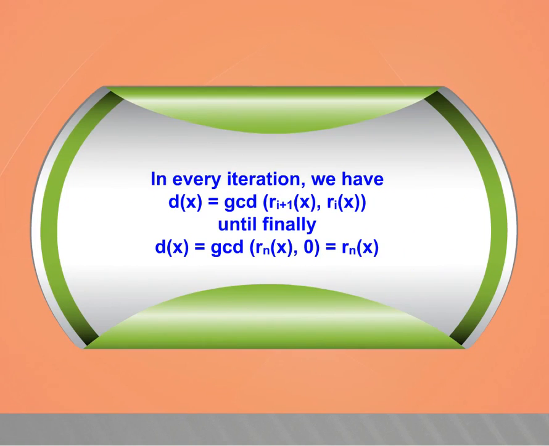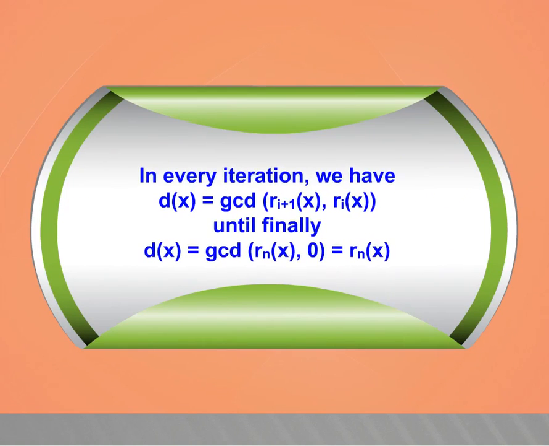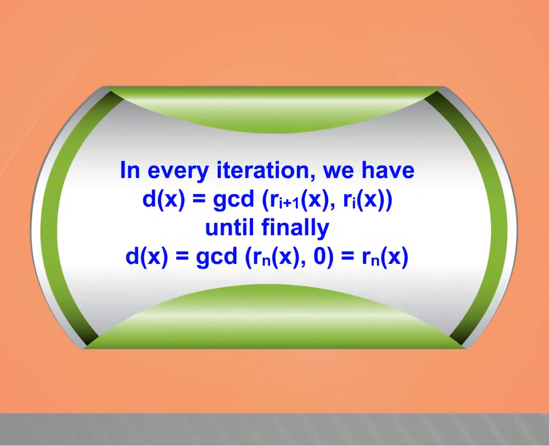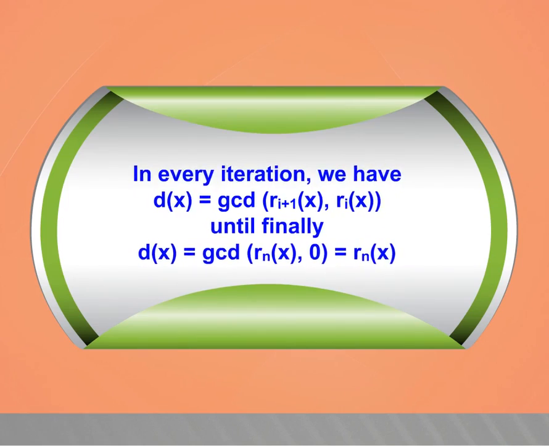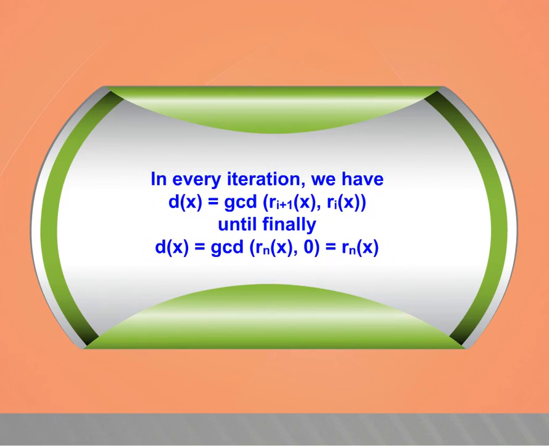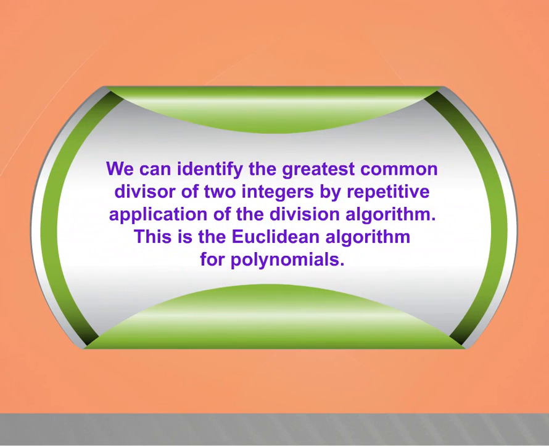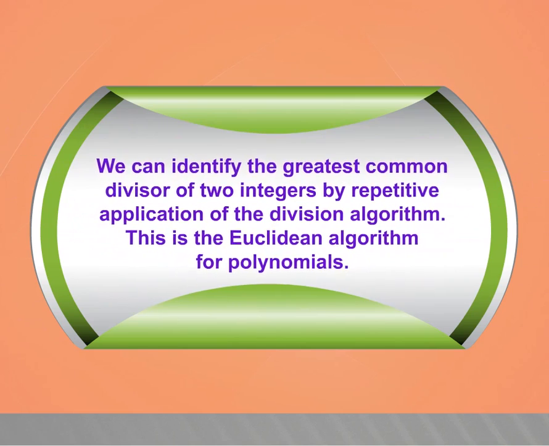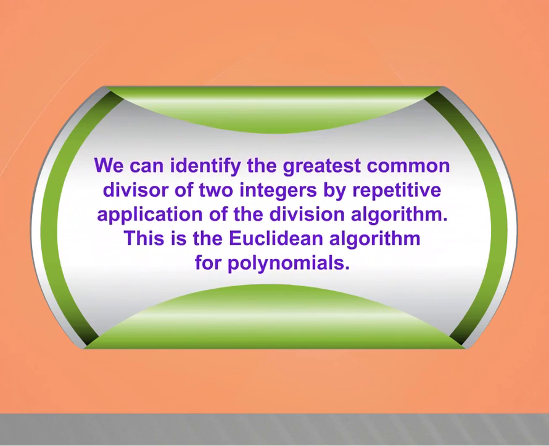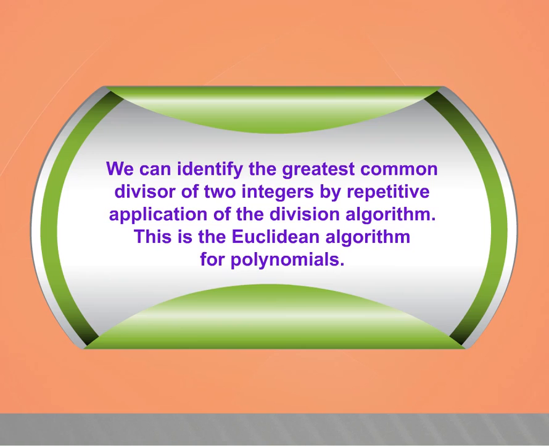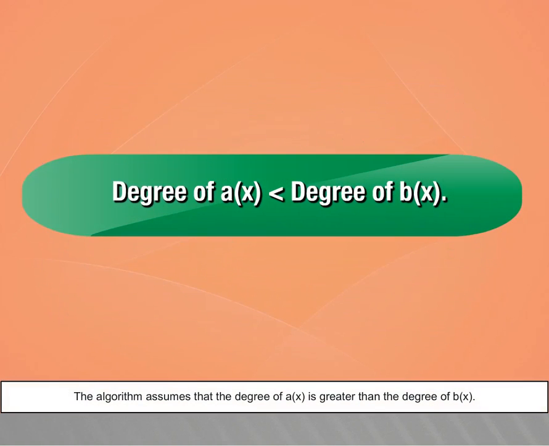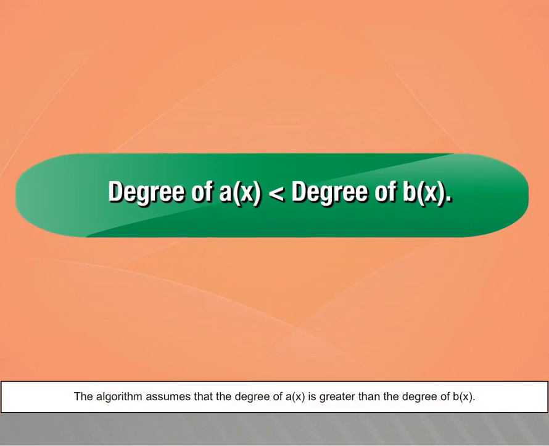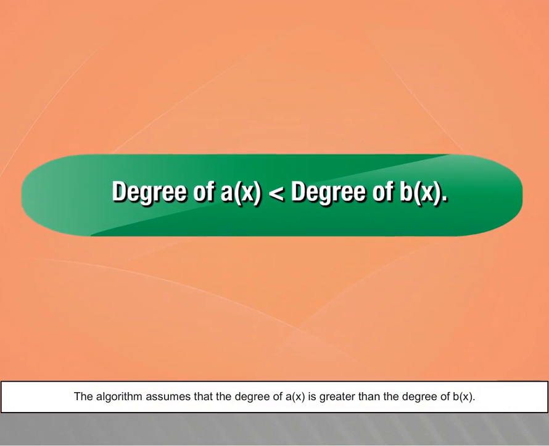In every iteration, we have d of x is equal to GCD of R i plus 1 of x, R i of x, until finally d of x is equal to GCD of R n of x, 0 is equal to R n of x. We can identify the greatest common divisor of two integers by repetitive application of the division algorithm. This is the Euclidean algorithm for polynomials. The algorithm assumes that the degree of a of x is greater than the degree of b of x.